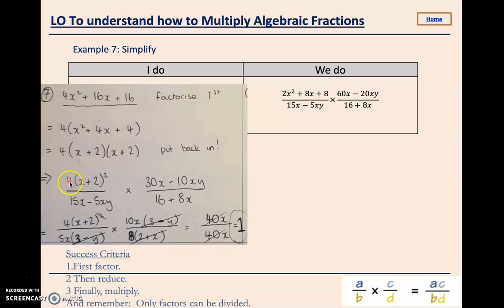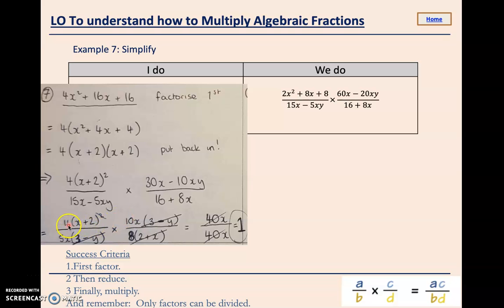So let's factorise. This is already factorised. We can take out 5x here, and that'd leave us with 3 minus y, because 5x times minus y gives us minus 5xy. Over here I can factor out 8, so I get 8(2 plus x). Yep, that works. And then we can take out 10x here, so it would leave us with 3 minus, and we took out 10x, leaves us with negative y.